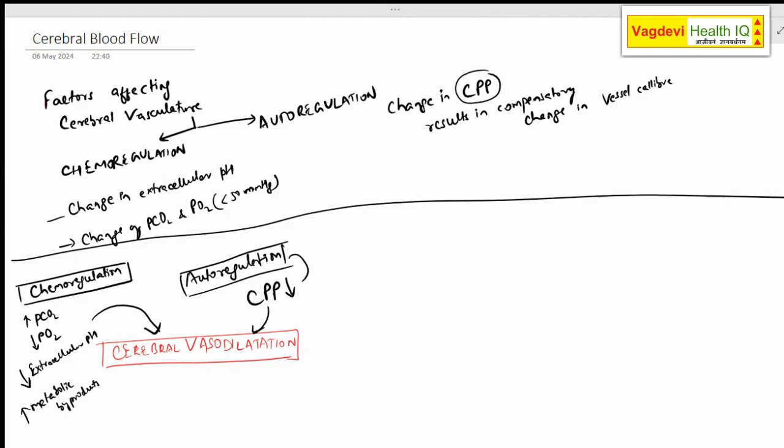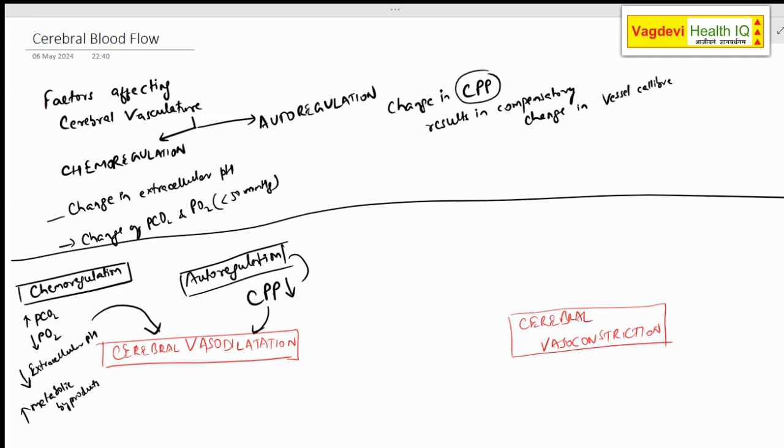Okay. Now let us talk about the vasoconstriction. Cerebral vasoconstriction. A lot of syllabus has to be completed, but I'm going slow. One by one, we will be able to finish everything. Don't worry about it. So, which can cause vasoconstriction?